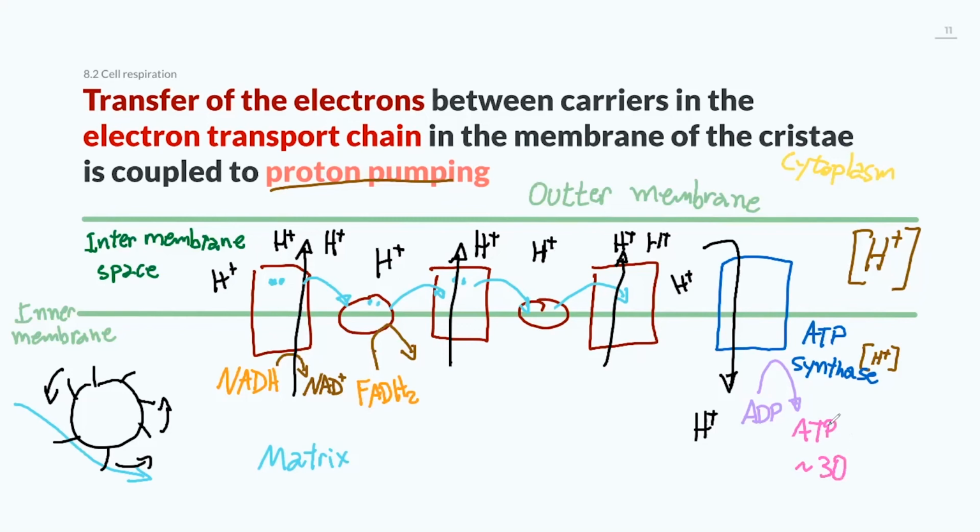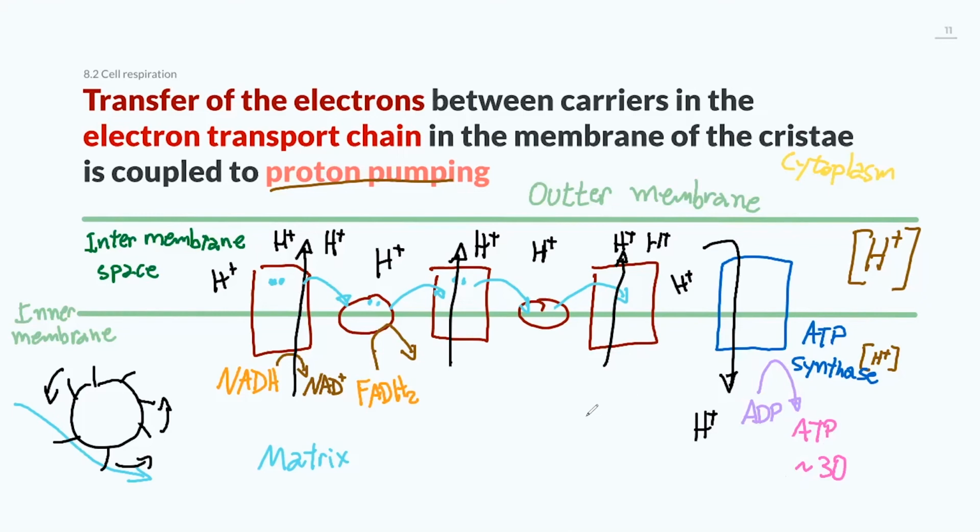32, 34, depends on the math you do. In real life, it would be closer to 30. And all this energy here is being used to make ATP. That is great. Now you have a second problem because all these H pluses here are going to mess with the pH of the matrix.